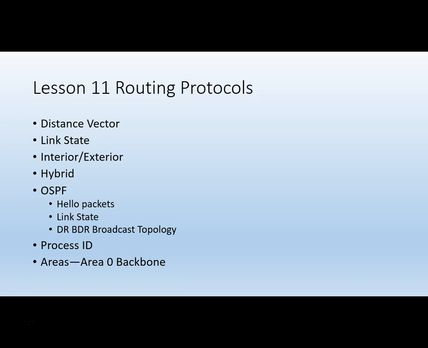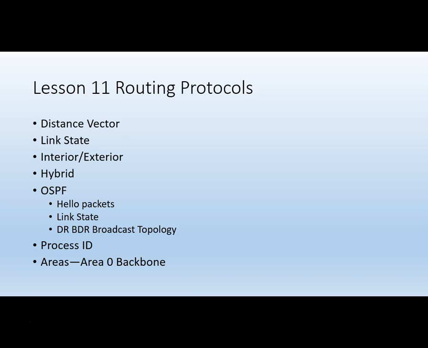We have interior protocols and exterior protocols. Interior protocols are managed by a single entity, a single administrator. Exterior protocols are those outside of us. The exterior protocol that we're probably most familiar with or would like to know more about is BGP, Border Gateway Protocol, which is the protocol the internet runs on. Interior protocols, the ones that Cisco wants you to know about, are EIGRP, OSPF, and RIPv2.